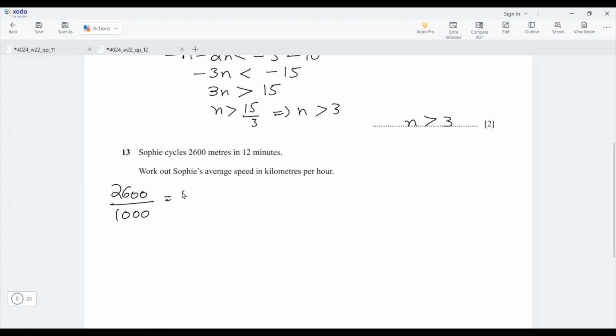are basically 2.6 kilometers, means 1 kilometer is equal to 1000 meters. So we have to divide, because we are shifting from meters to kilometers. We are converting a smaller unit to a bigger unit. It needs division. So what about converting 12 minutes to hours?